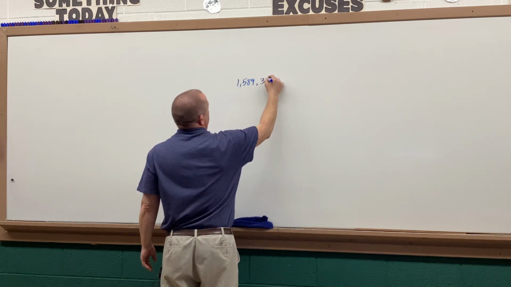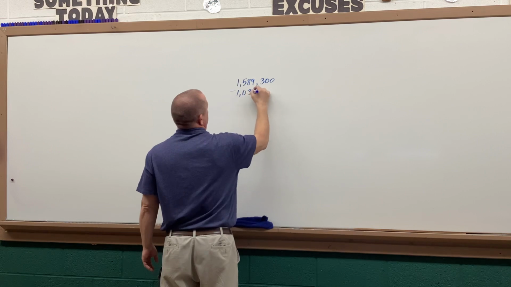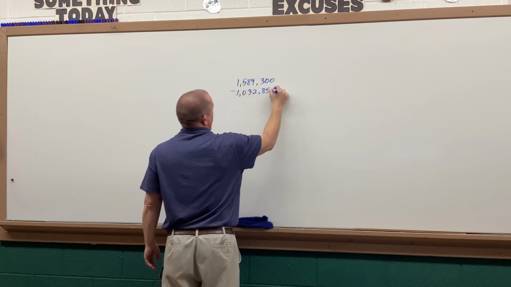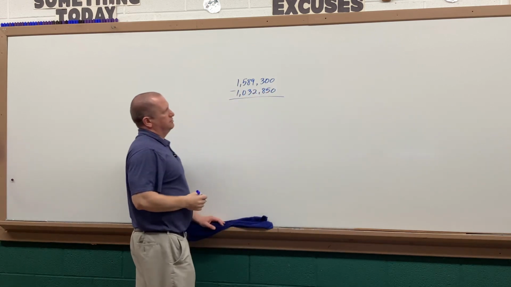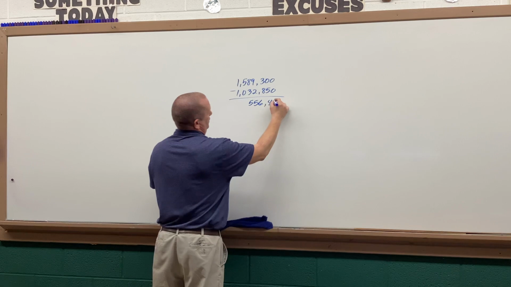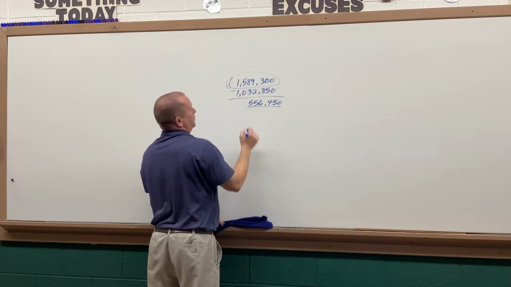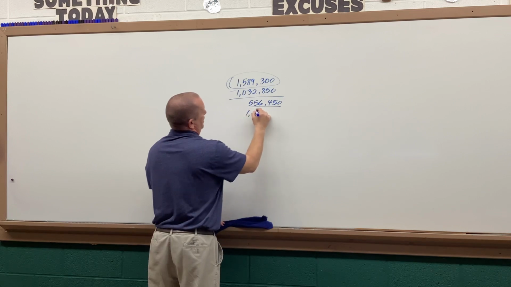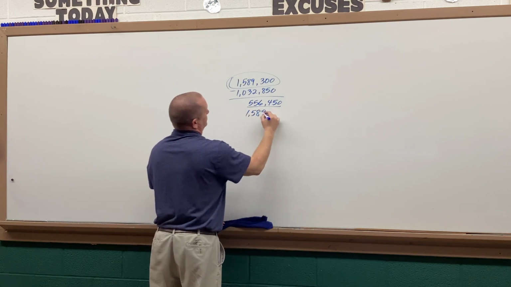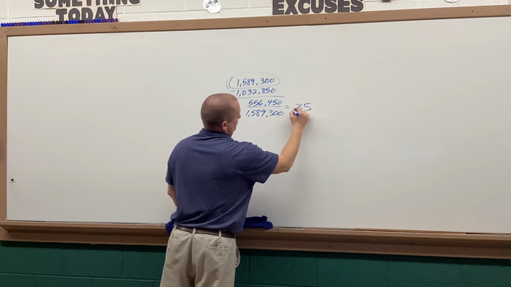1,589,300 minus 1,032,800. Take those two numbers first. You get 556,450. And then you're gonna take this number right here, divided by your net sales. And that should give you 35%, or 0.35.